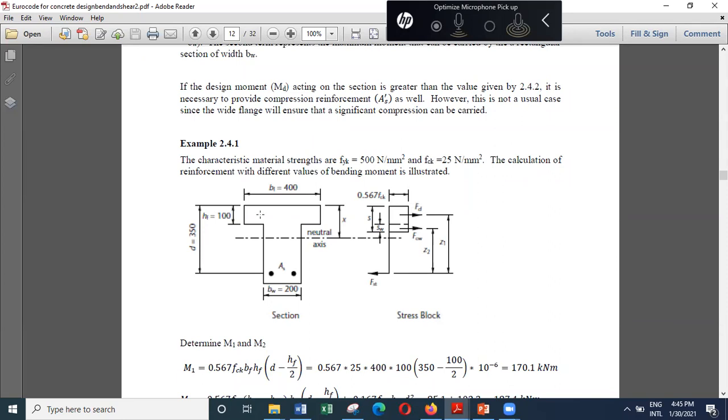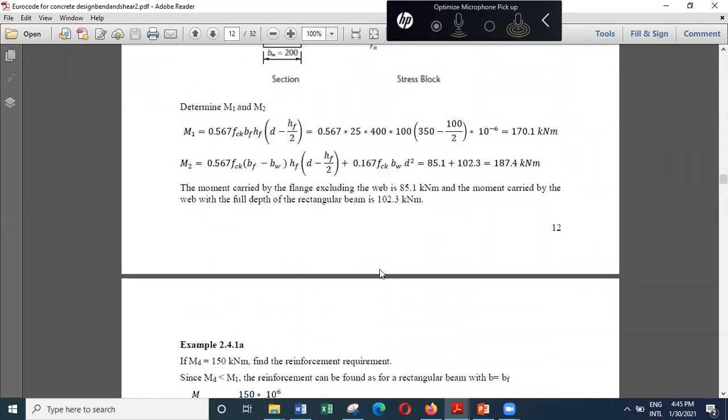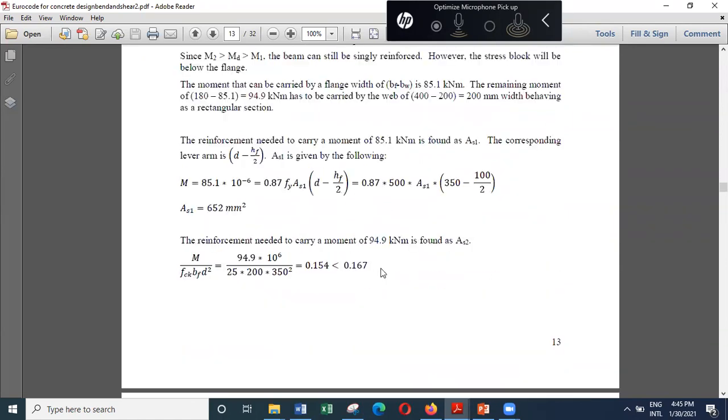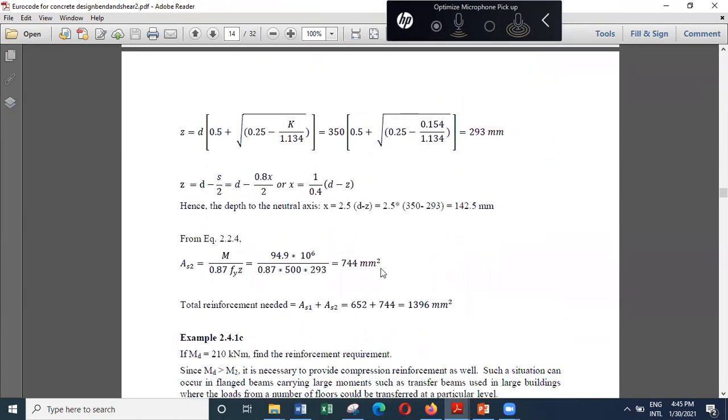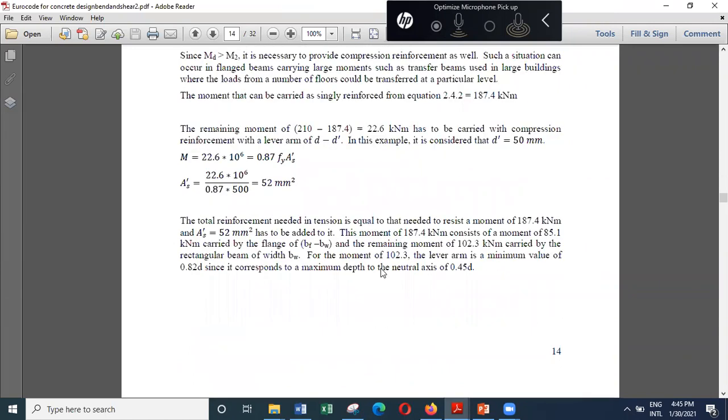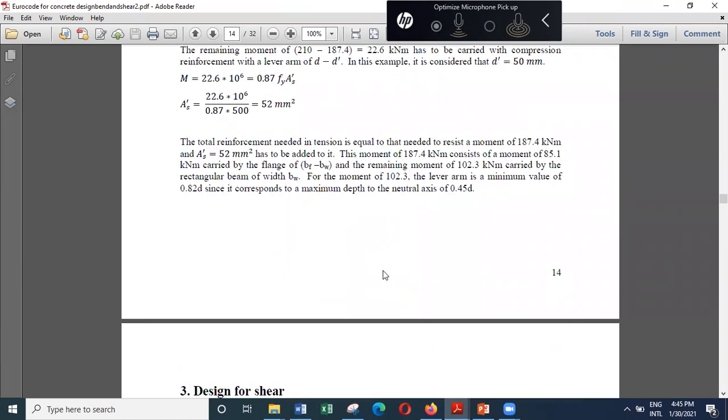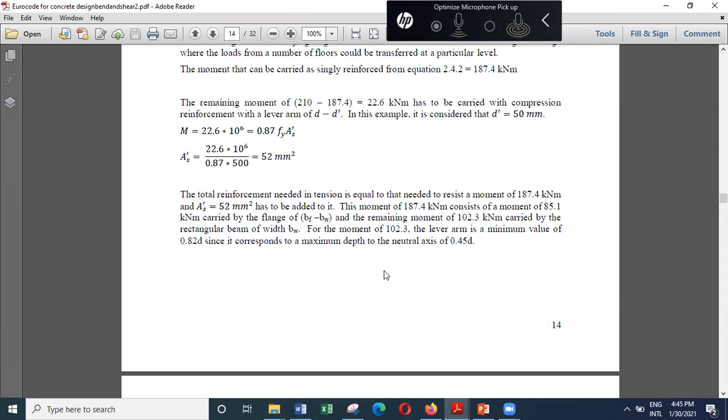So the total amount of reinforcement that you need for this particular case is the total reinforcement that you need to carry the maximum moment as singly reinforced plus 173 millimeters square. So I have covered a few examples. And the next thing that we have to do is design for shear. So once you complete the design for flexure, we have to design for shear.